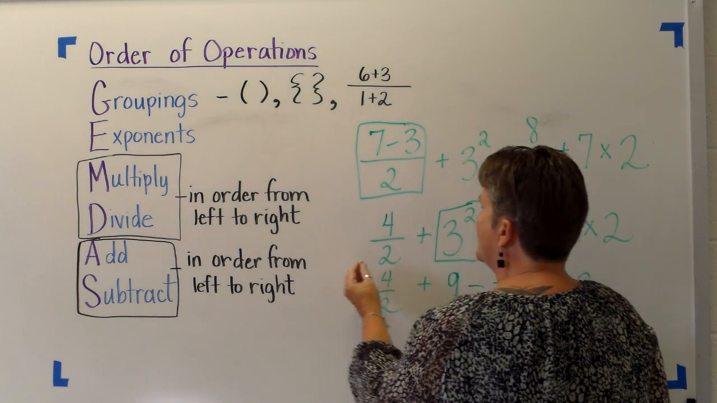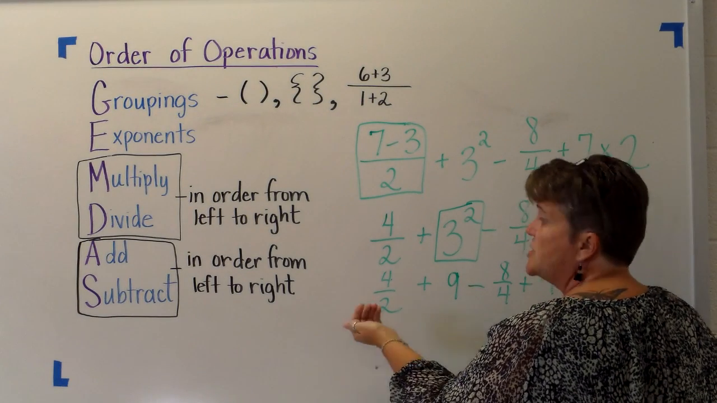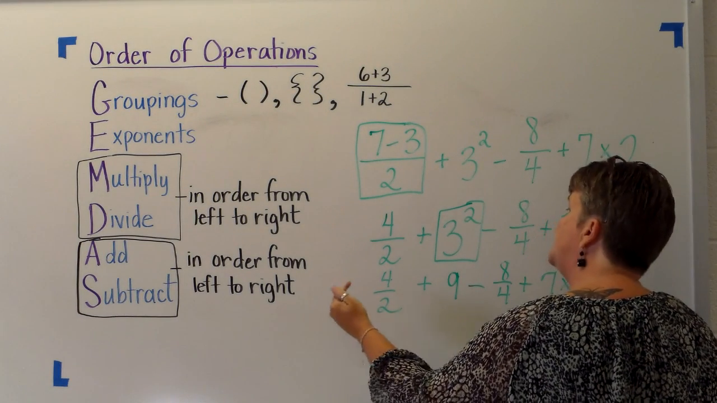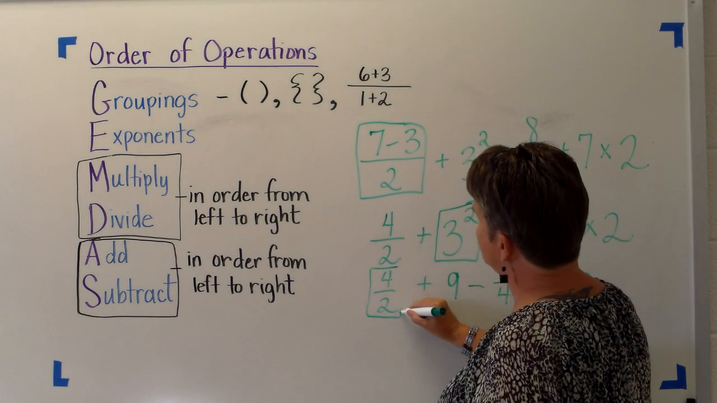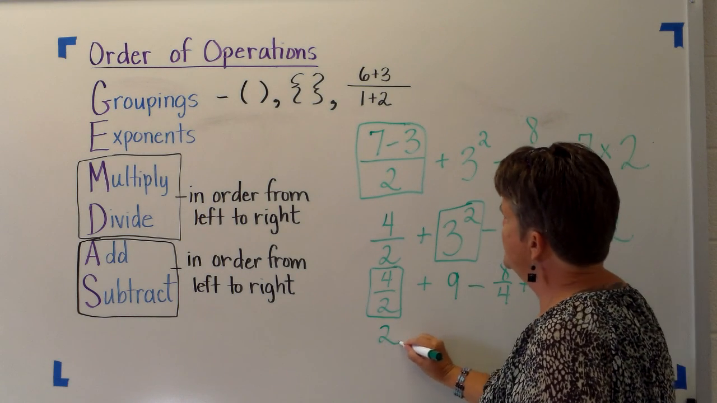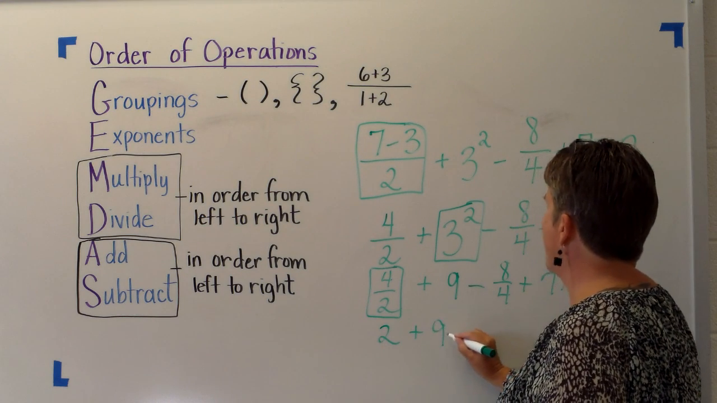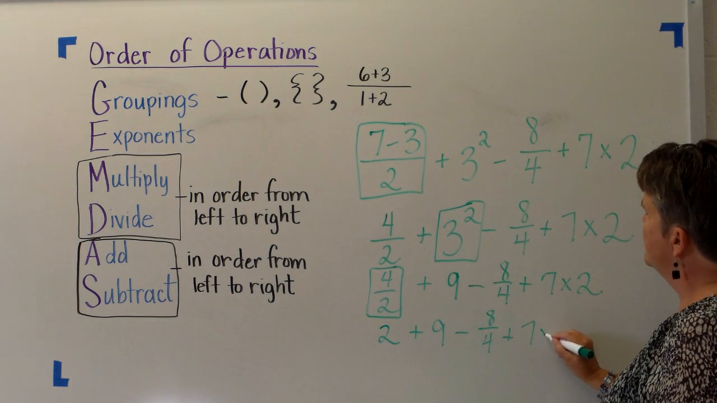This says multiply first, but when I come to my problem first, I have a division problem first. So I do that first. I always read from left to right. And the first thing I come to is a division problem. 4 divided by 2, 2. Copy down the rest of the problem.